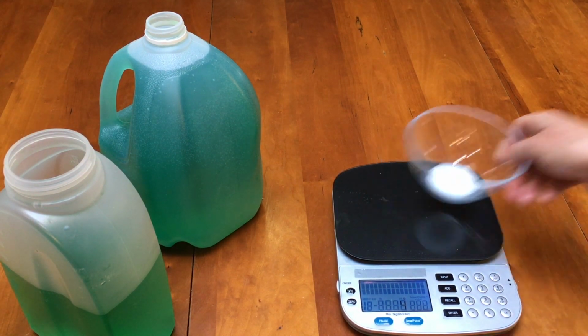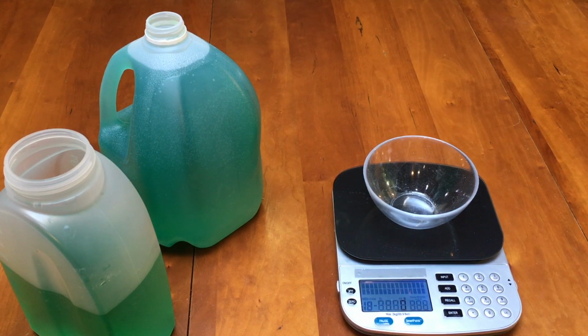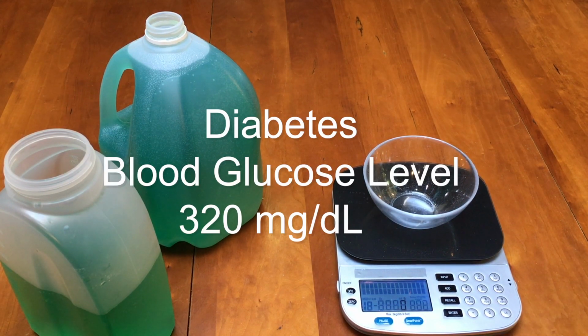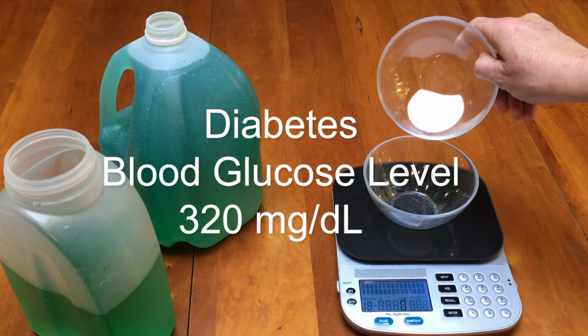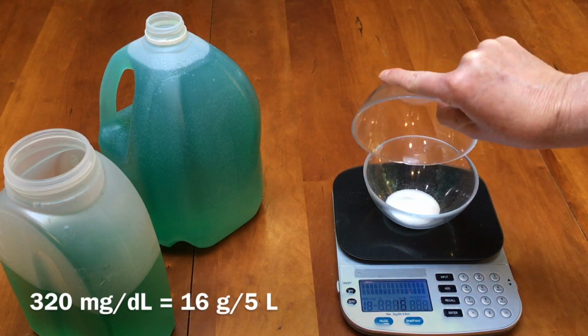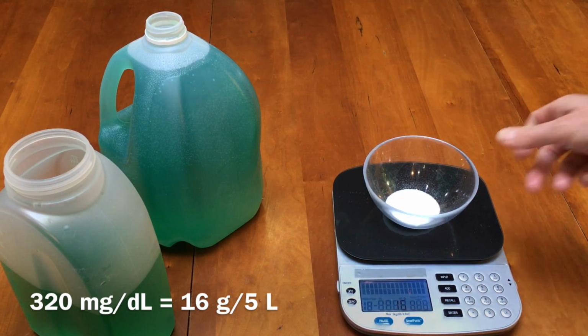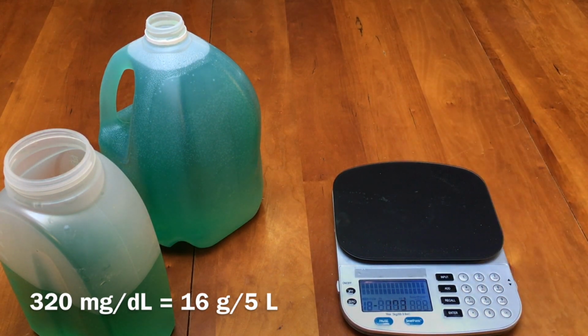A person with diabetes, after eating a meal, might have their blood glucose level get up to, say, 320 milligrams per deciliter. That translates into about 16 grams of sugar or glucose, again dissolved in the entire blood supply.